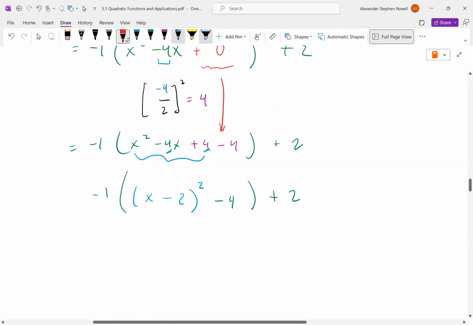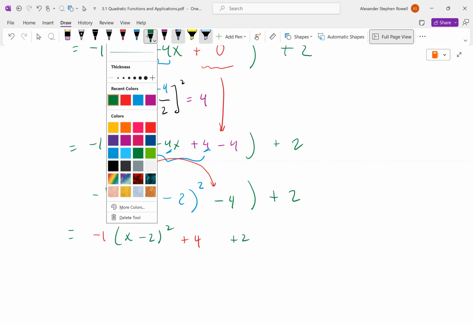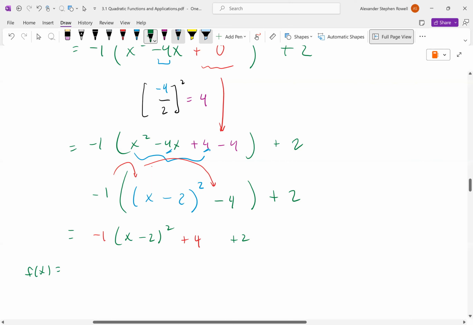So now I need to distribute this -1 to both terms here to get -1 times x minus 2 squared plus 4. I guess I'll do this in red. +4. -1 times -4 is +4. I still have the +2 here. And finally, my last step: 4 plus 2. All right.